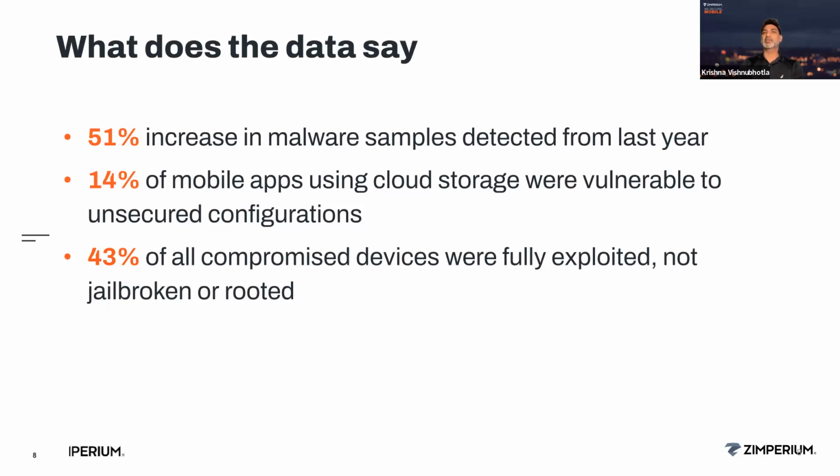But what we're also seeing is when we see devices that are compromised, a lot of people think, oh, I jailbroke my phone or I rooted my phone. That's okay, I'm okay with it. But what we're seeing is 43% of these devices that are compromised were never jailbroken, right? That means something you did on your phone, most likely an app or a phishing link you clicked on, actually compromised your phone and you don't even know it.